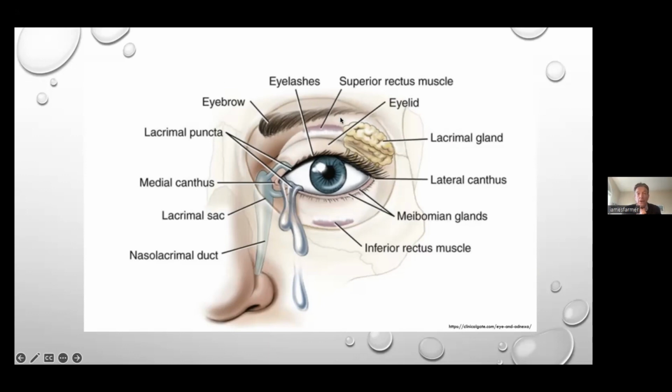This also orients you a little bit to the extraocular muscles. There are 6 of them, but these are just 2. The lacrimal drainage system is why when you cry, your nose runs, because the tears drain into these 2 little holes in the medial area of the eyelid called the medial canthus.